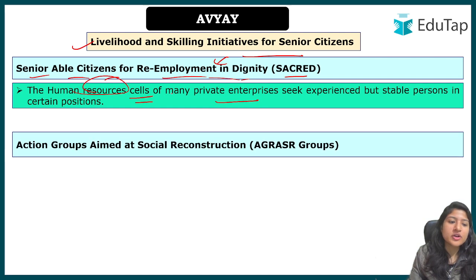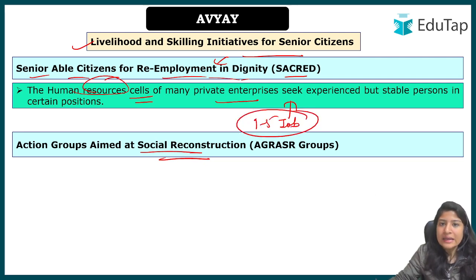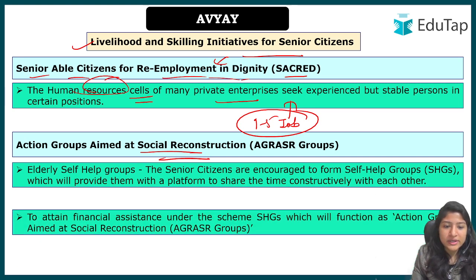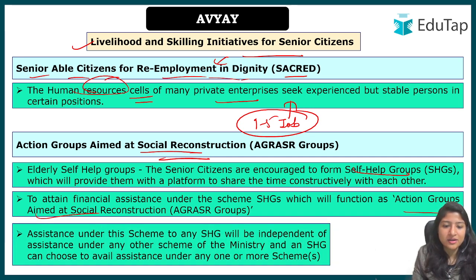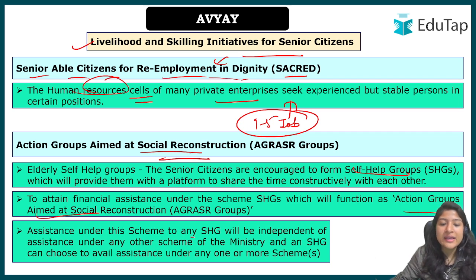Okay, second we are talking about Action Groups aimed at Social Reconstruction. In that we have understood, if you look at the first one, it is a kind of regular 9 to 5 job thing that we are talking about. But what if after 60 years of age the person wants to have some business, right? In such cases that can be done. Self-help groups will be promoted, this will be encouraged. And the name given will be Action Groups aimed at Social Reconstruction. Okay, and here the financial assistance will also be provided. We know in SHGs the financial assistance is provided by the government, right? So assistance under the scheme to any SHG, you have to take care. We are talking about SHGs specifically, the group who now wants to do something new.